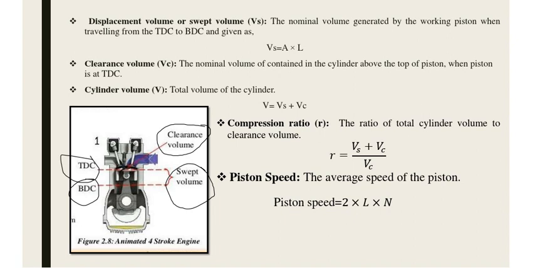Then the last term is piston speed. It is defined as the average speed of the piston, and it is calculated by the formula: piston speed is equal to 2 times L into N, where L is the stroke length and N is the speed of the engine.